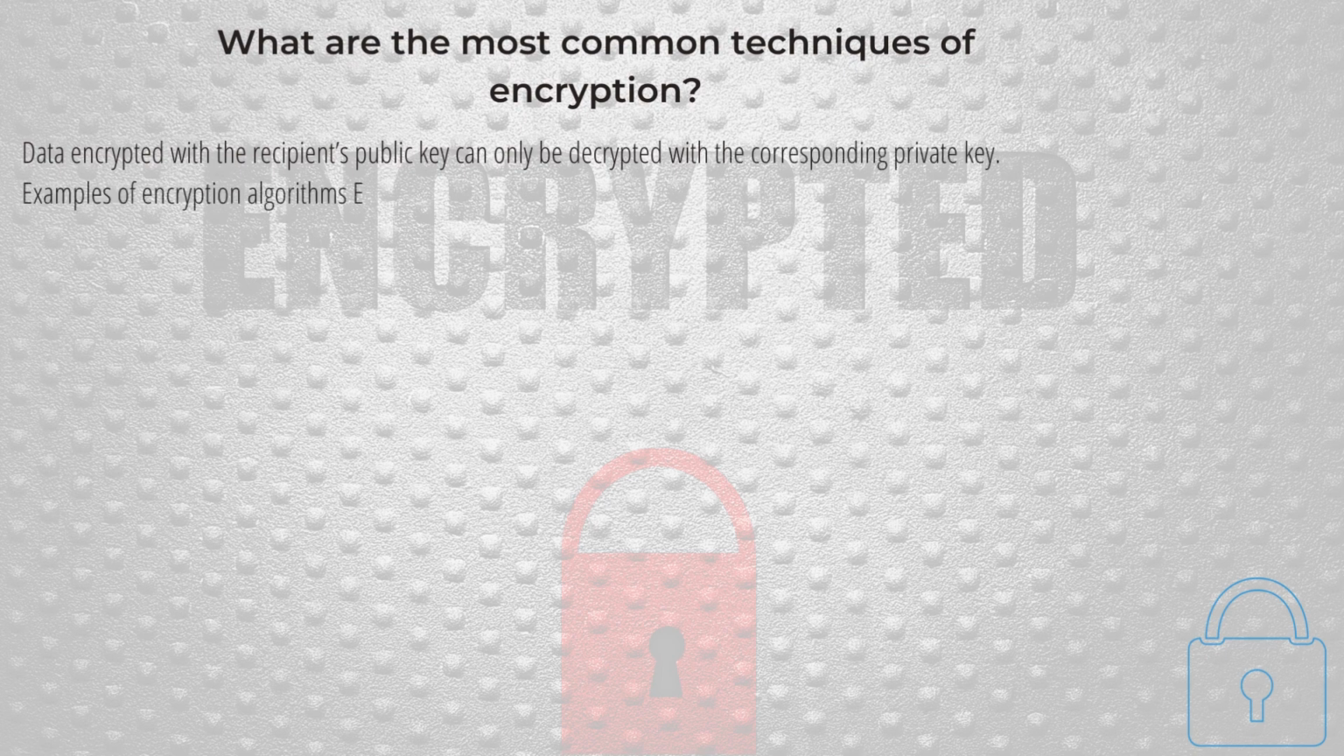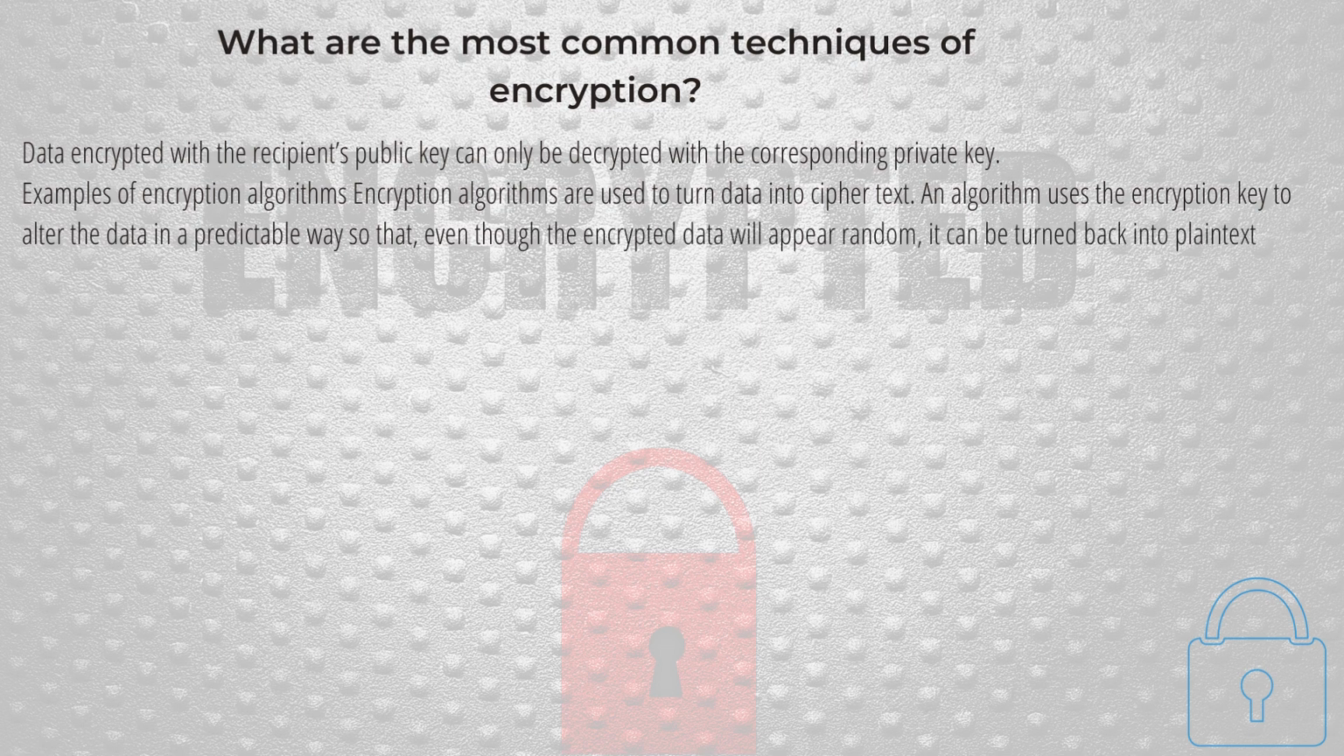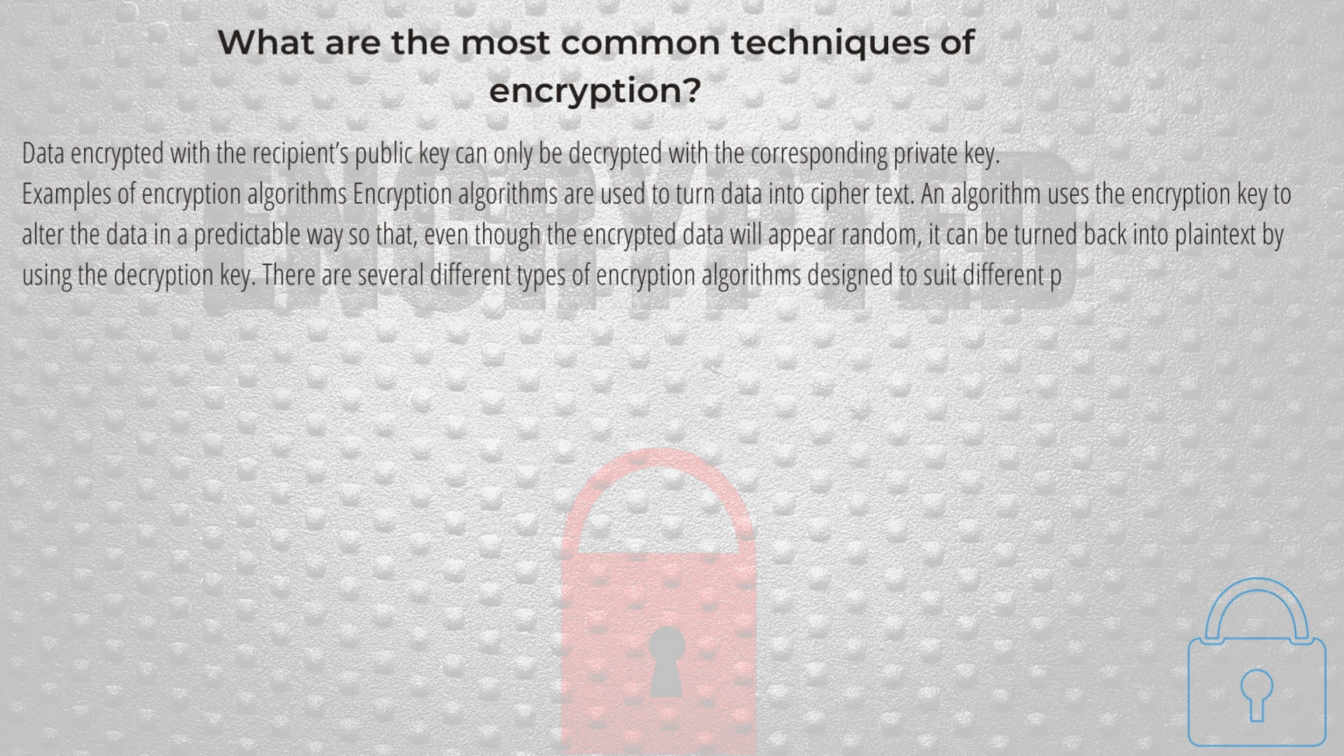Examples of encryption algorithms. Encryption algorithms are used to turn data into ciphertext. An algorithm uses the encryption key to alter the data in a predictable way so that, even though the encrypted data will appear random, it can be turned back into plain text by using the decryption key. There are several different types of encryption algorithms designed to suit different purposes. New algorithms are developed when older ones become unsecure.